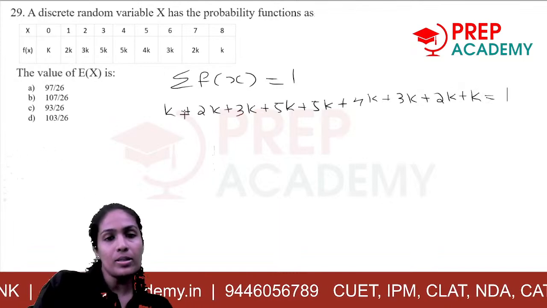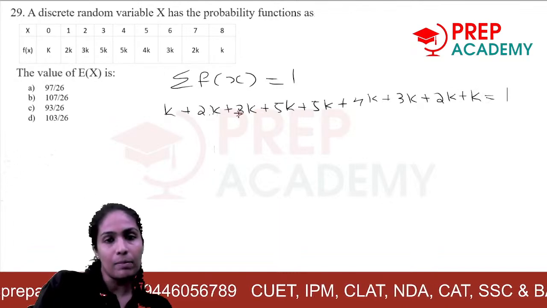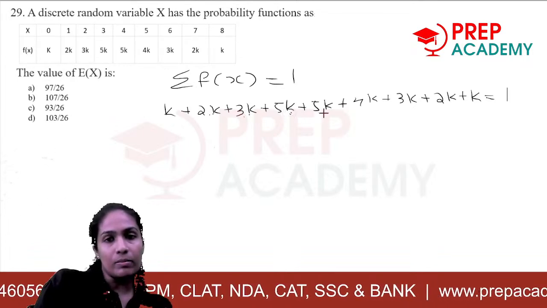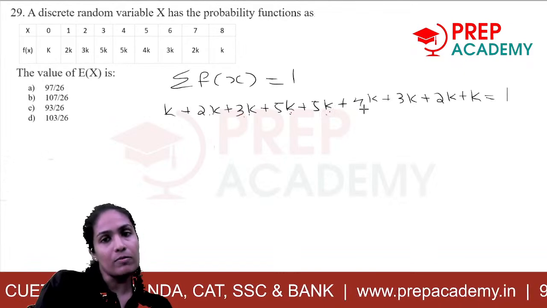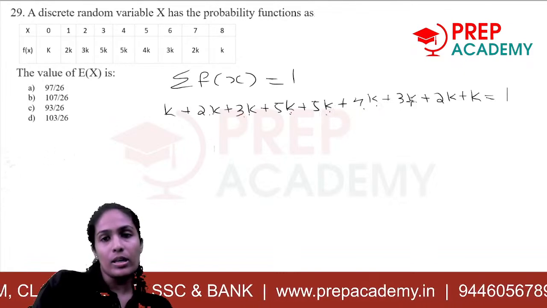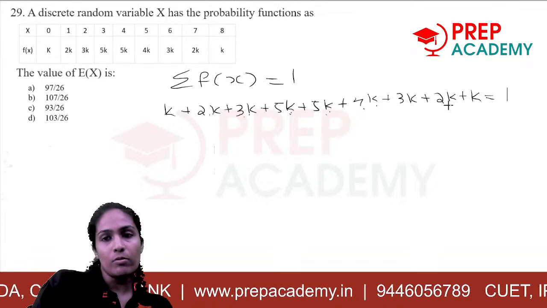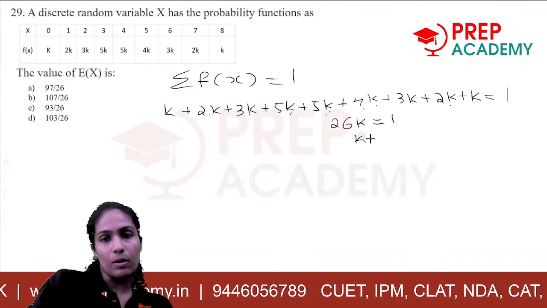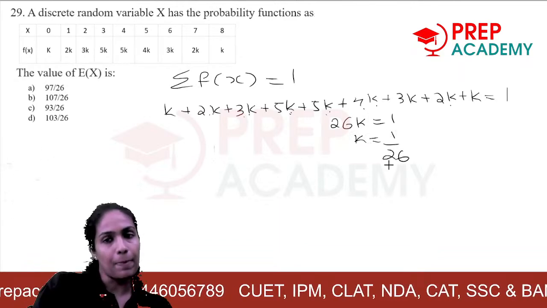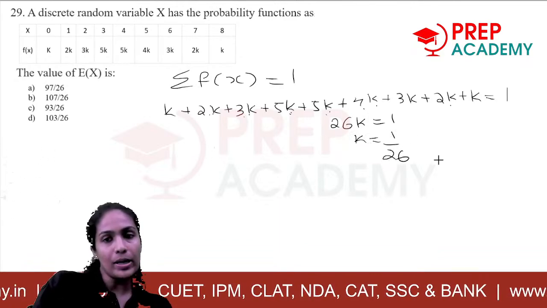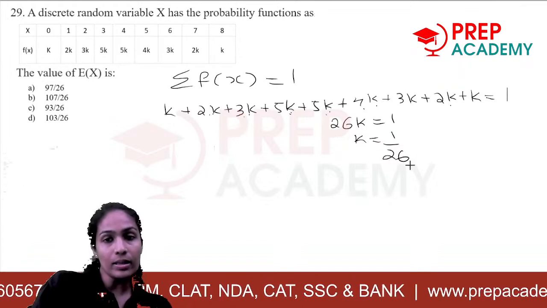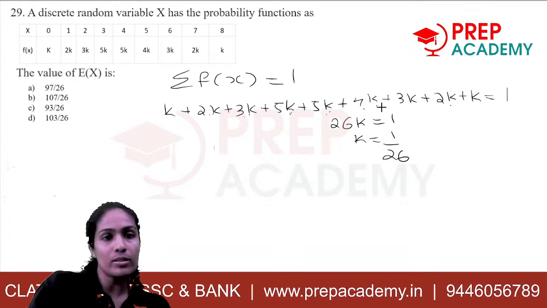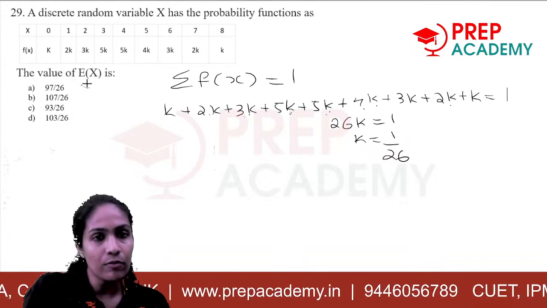So sum of k plus 2k is 3k, 3k plus 3k is 6k, 6k plus 5k is 11k, 11k plus 5k is 16k, 16k plus 4k is 20k, 20 plus 3 is 23, 23 plus 2 is 25, 25 plus 1 is 26. That is 26k is equal to 1. So k is equal to 1 by 26. Sorry, the value of k is 1 by 26. But the question is to find the expectation of x.